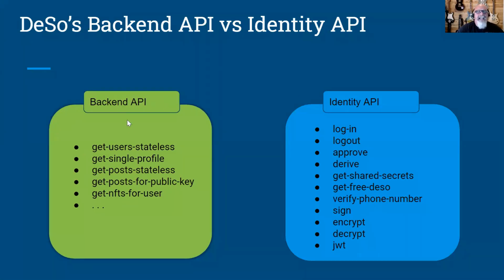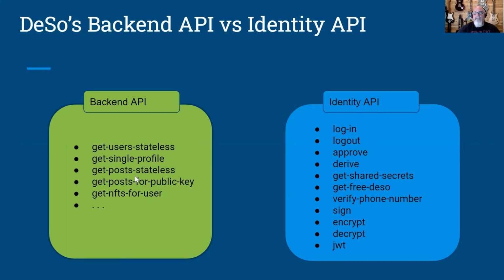So some of the backend API calls we've already used: get user stateless, which we use to search for a person, get single profile. So we were able to get the information back if we had their profile ID. Get posts stateless, we're able to get the posts like it says, also if we had their public key. I called it an ID, it's their public key. We can get all their posts. We also can get the NFTs for a user. All of those things we've already done before. And there's a whole lot more.